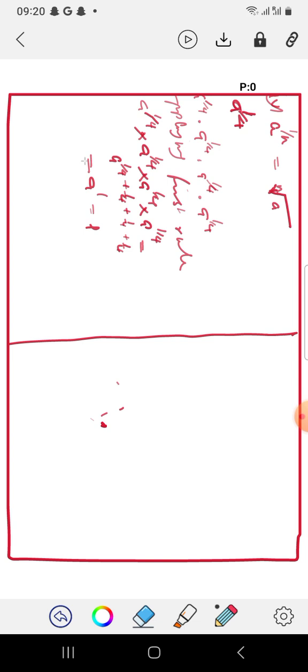Therefore, what this is saying is that a raised to power 1 over 4, taken 4 times, gives a. Sorry, this is going to be 4 because we ran it 4 times, not 10. So if you're looking for a raised to power 1 over 4, you have to take the fourth root of a.